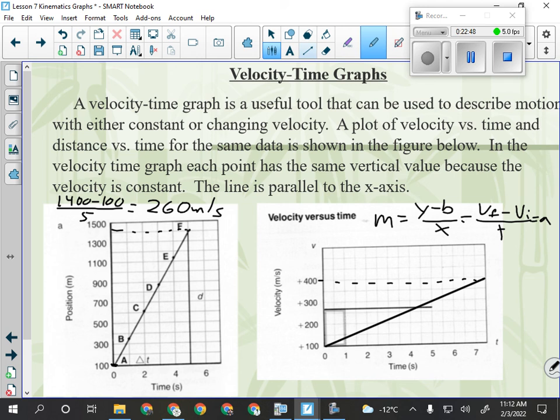So again, it's just graphical analysis. I don't have to memorize that the slope of the line on a velocity time graph is acceleration. I can figure it out.